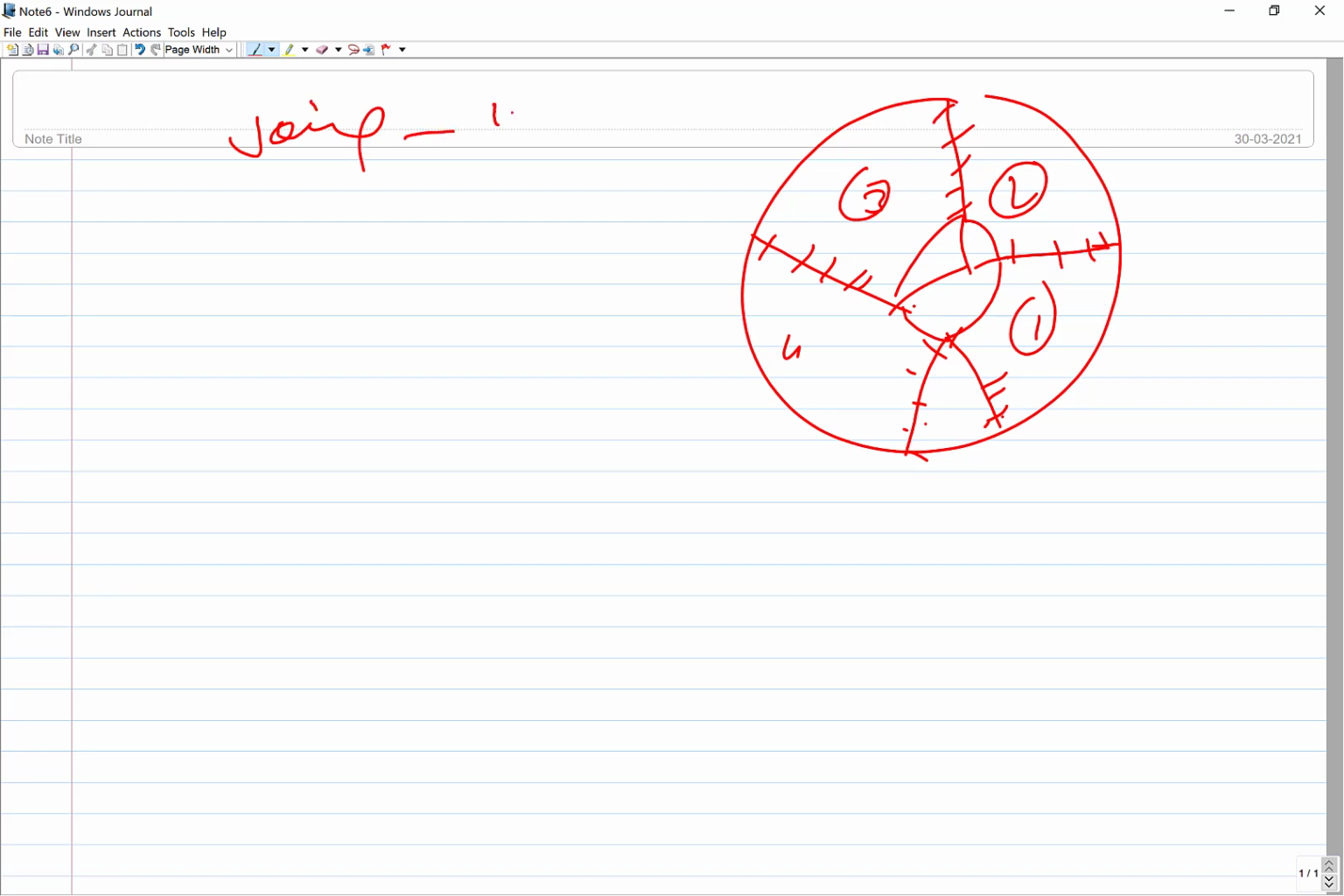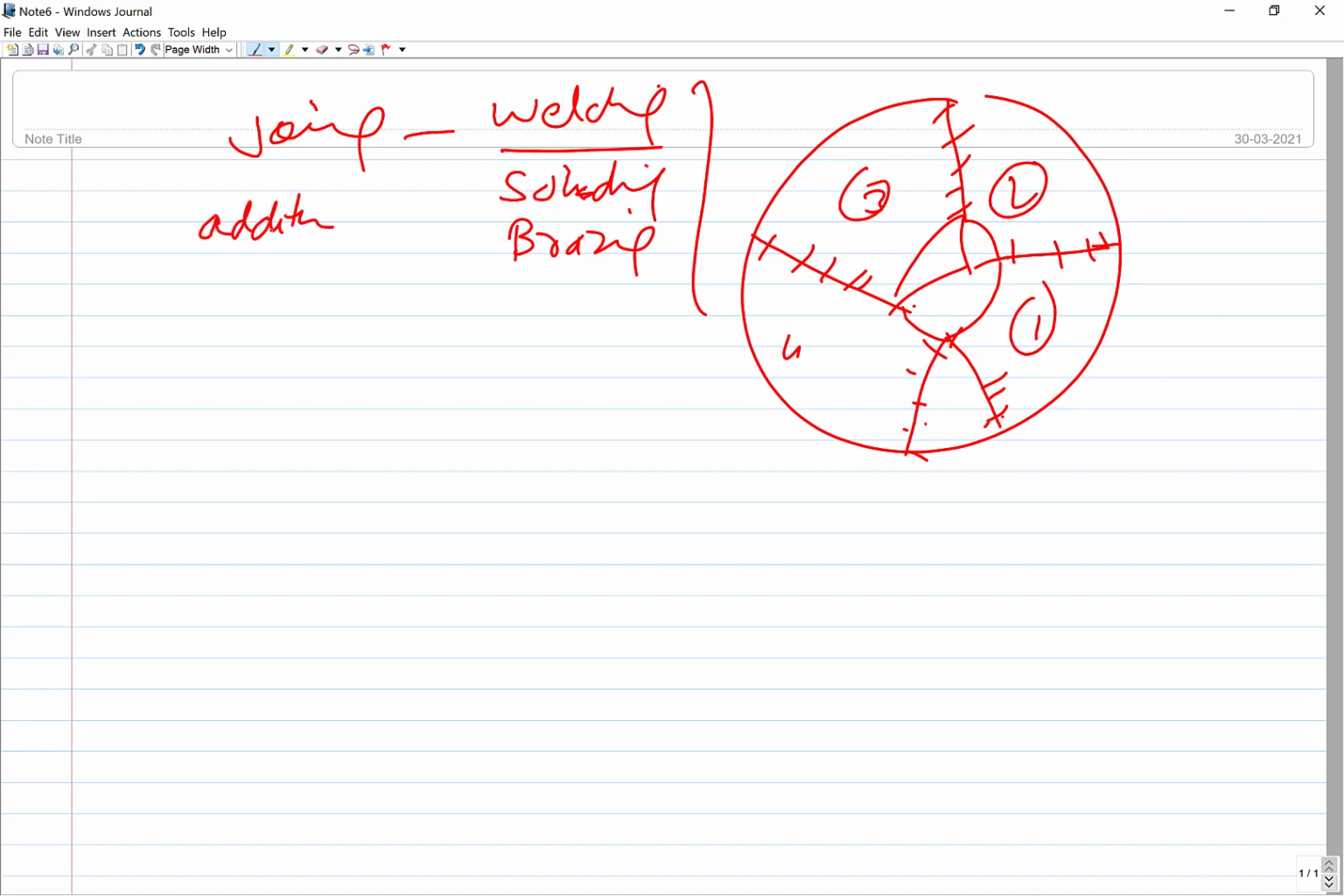In joining, we use 3 processes. One is called welding, another is called soldering, and the third is called brazing. Probably you will learn about this subsequently in some other subject. So this is where simpler shapes are brought together to get the desired size and shape. So this is called an addition process. The earlier one was the removal process, or the negative process, where the material was getting removed.